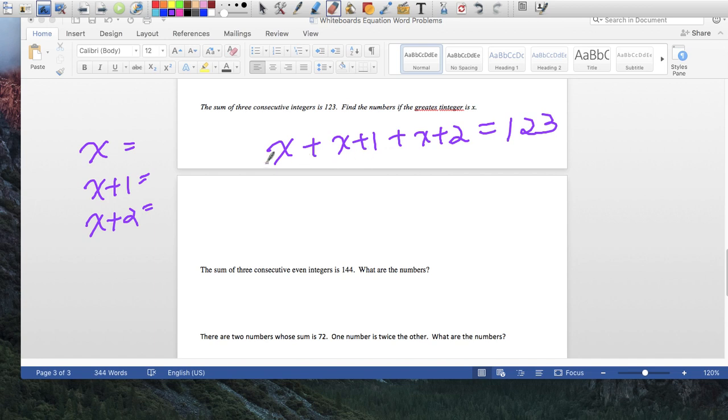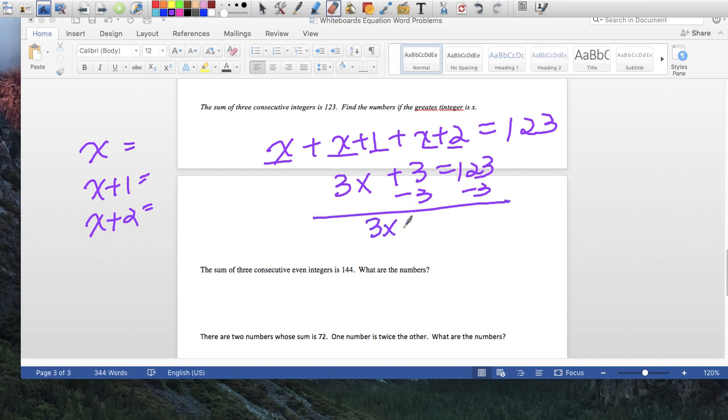If I combine like terms, I can combine x, x, and x, which is 3x. And then I combine the 1 and the 2, which is 3, and that equals 123. Minus 3 minus 3. I'm going to get 3x equals 120. Divide by 3, divide by 3, and I get that x equals 40. So my first number is 40.